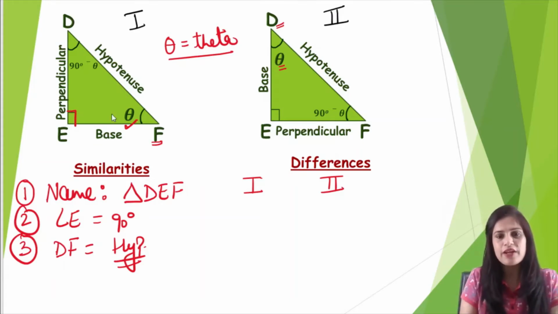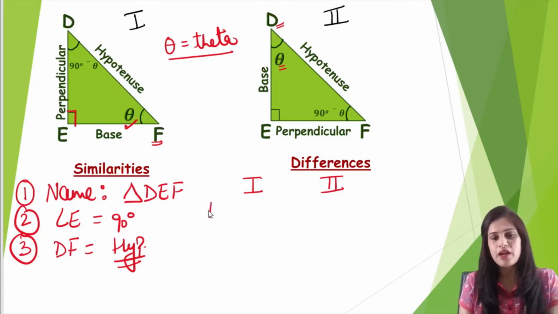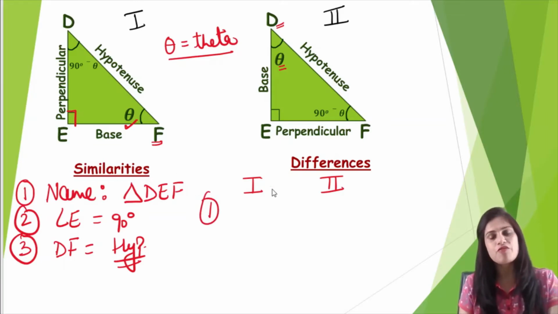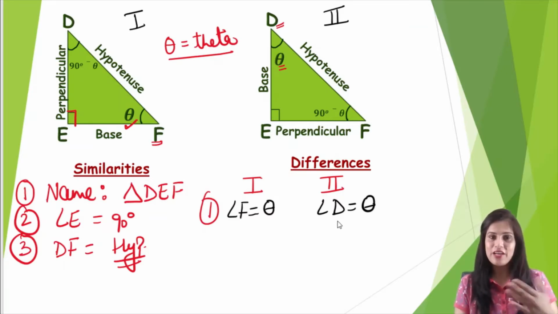In the first triangle theta is marked, that I am taking as the first difference. First difference: theta in the first triangle is marked for angle F. Angle F is theta in the first triangle, and in the second triangle angle D is theta, right? Now check out the second difference. You can see both of the triangles are having 90 degrees as angle E. Theta in the first triangle is F and in the second triangle is D.